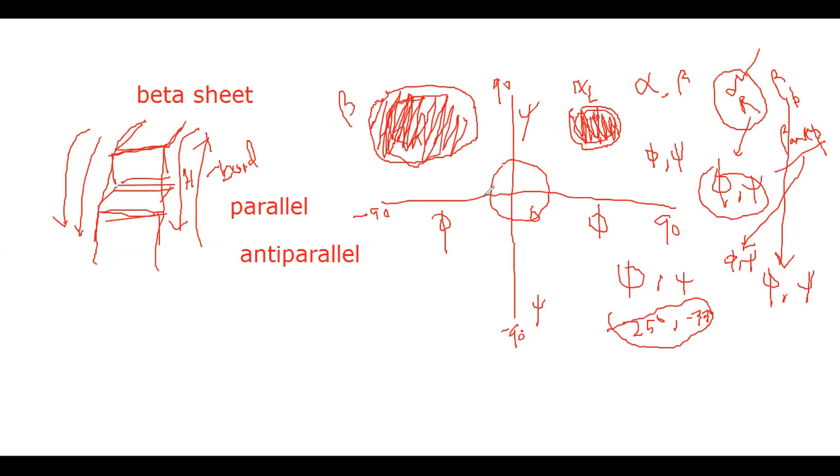In this zone, what is the mathematical characteristic? The phi is negative, but the psi is positive. So if I have the coordinate of phi and psi here, the first part will be negative, but the second part will be positive.